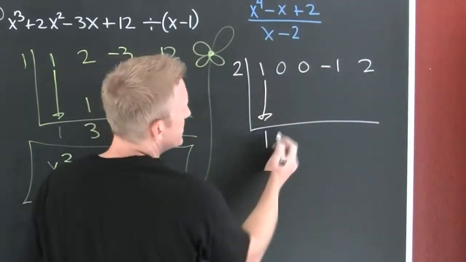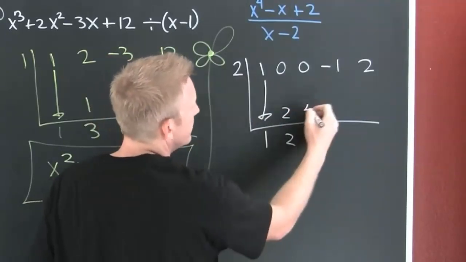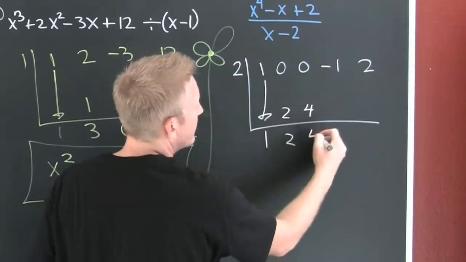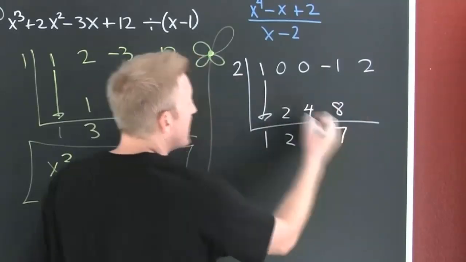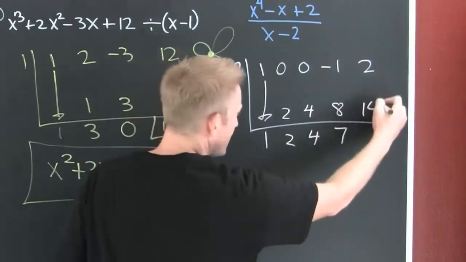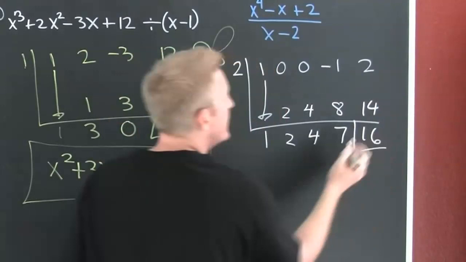There's a 1. 1 times 2 is 2. 2 times 2 is 4. 2 times 4 is 8. That's a 7. 2 times 7 is 14. That's a 16. Okay, that's my remainder.